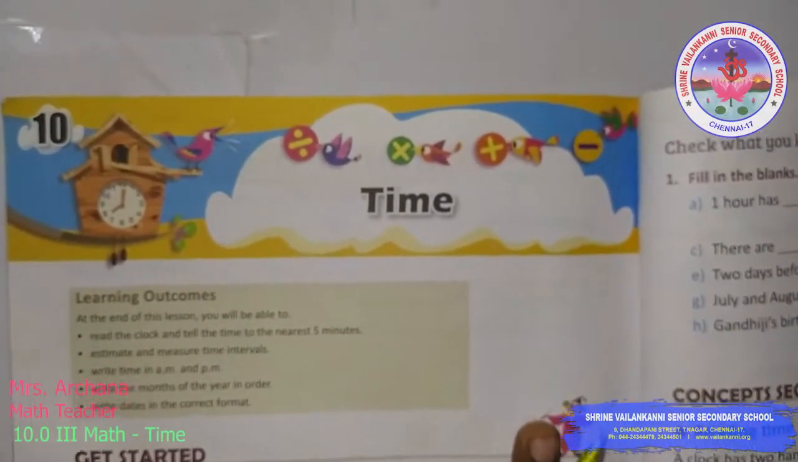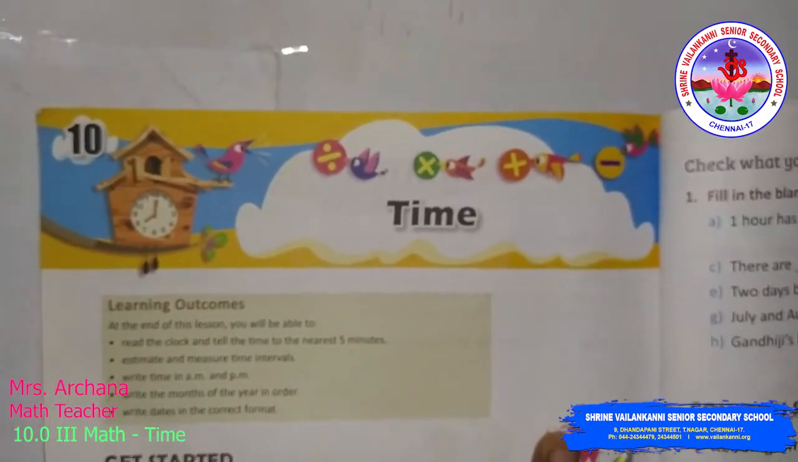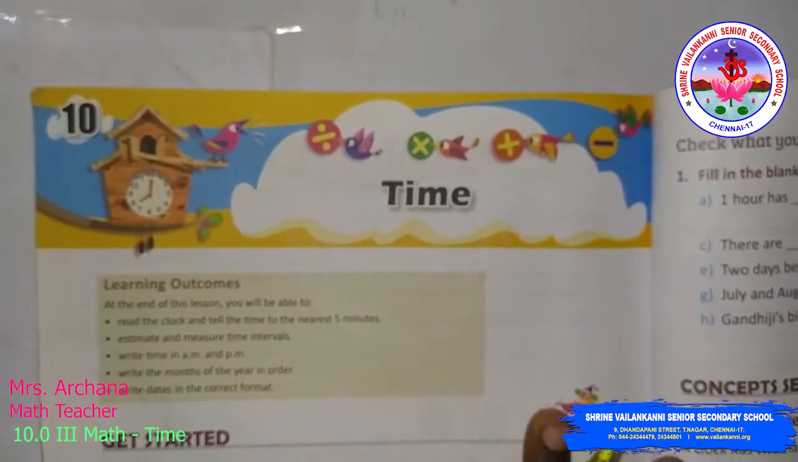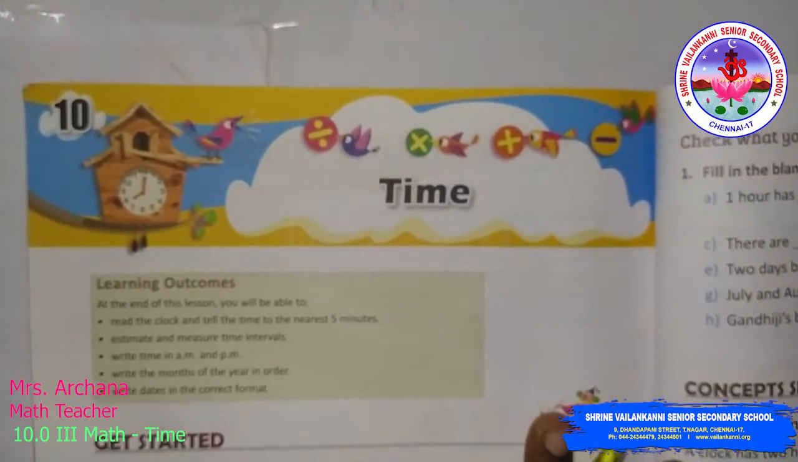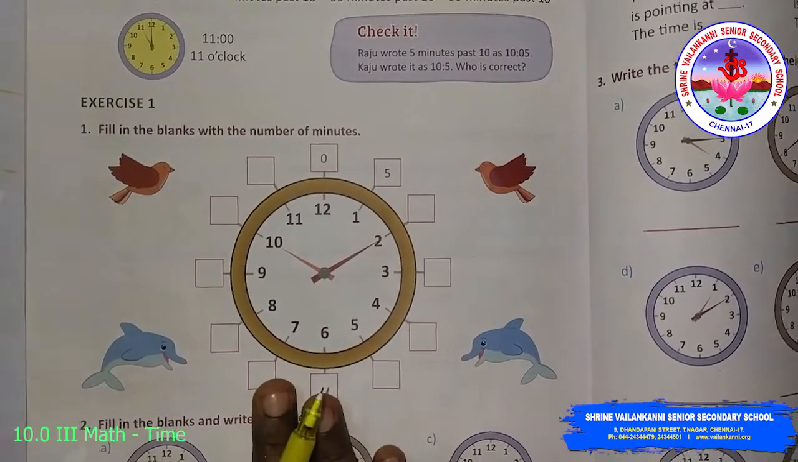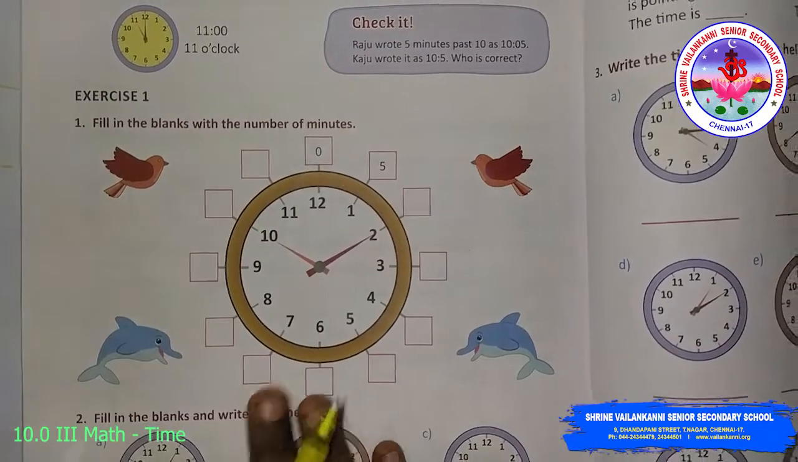Hi children, in this video we are going to see chapter 10, time. First we will see reading the clock and telling the time to the nearest 5 minutes. Here under exercise 1, fill in the blanks with the number of minutes.